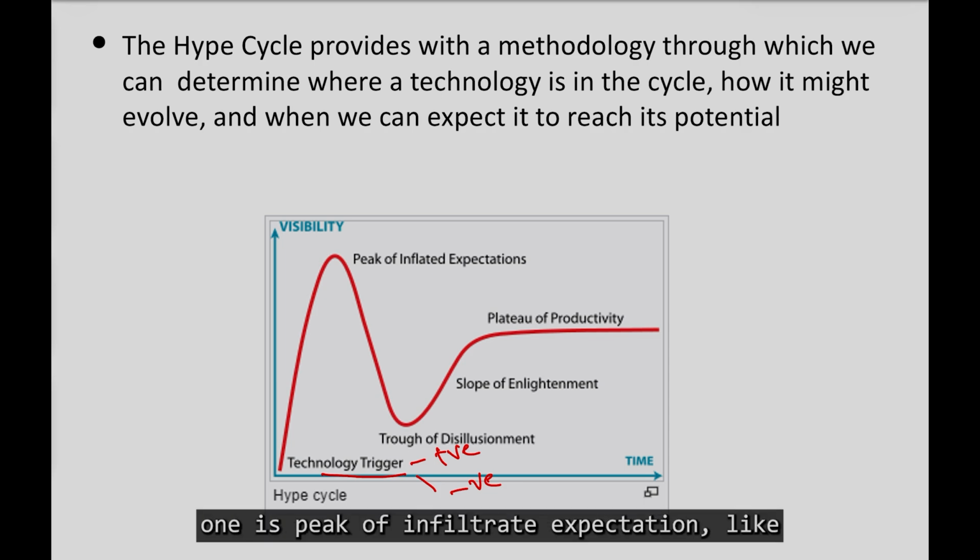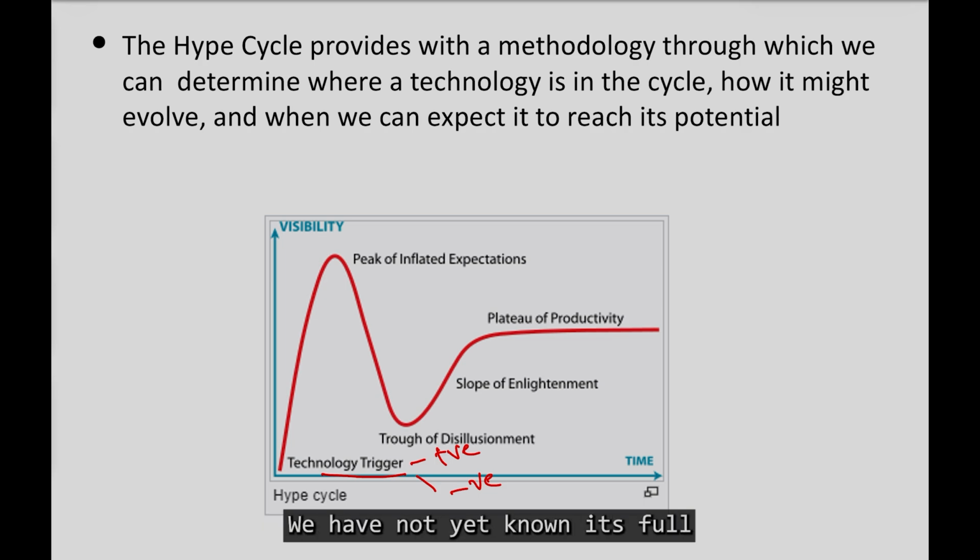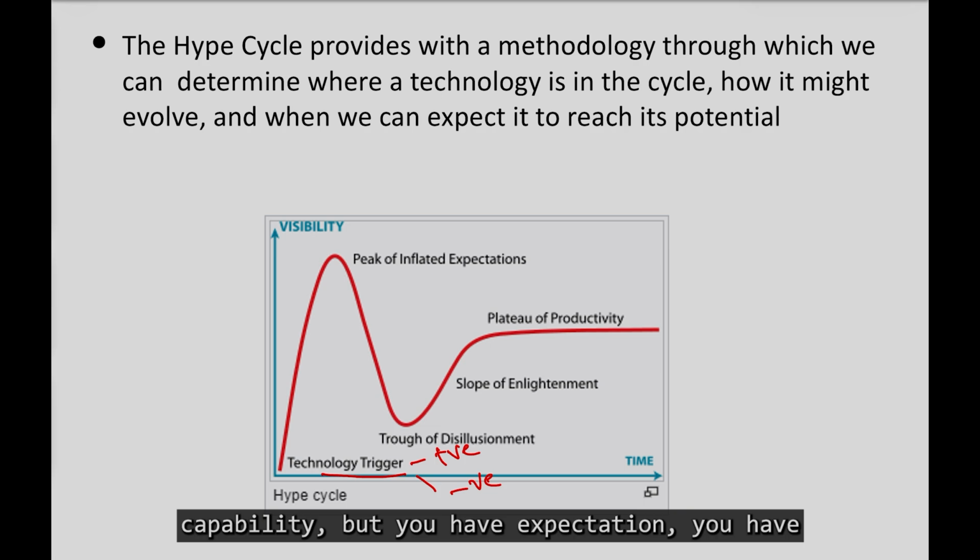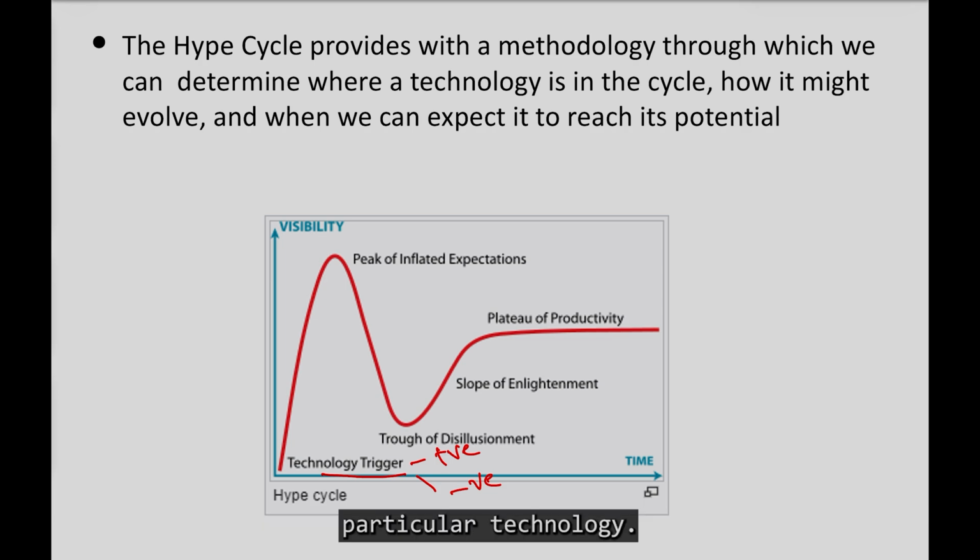Next one is peak of inflated expectation. Like you have high expectation in anything that comes new. There is a high expectation placed on the technology. We have not yet known its full capability, but you have expectations and assumptions, and you place so much expectation on the particular technology.